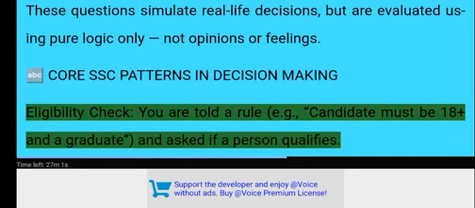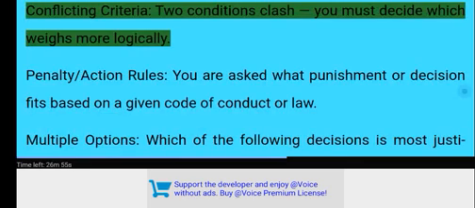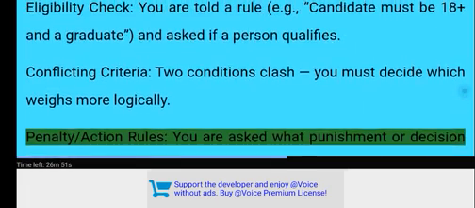Eligibility check. You are told a rule, e.g., candidate must be 18 plus and a graduate, and asked if a person qualifies. Conflicting criteria. Two conditions clash. You must decide which weighs more logically. Penalty action rules. You are asked what punishment or decision fits based on it.